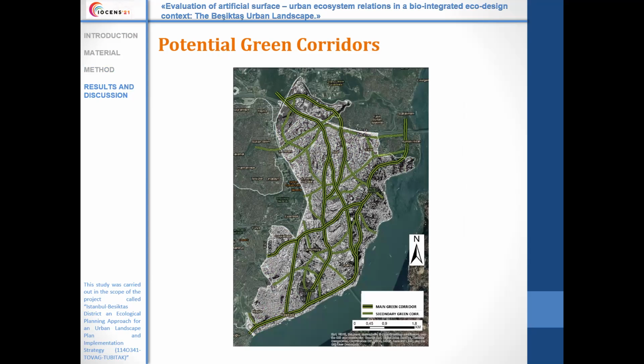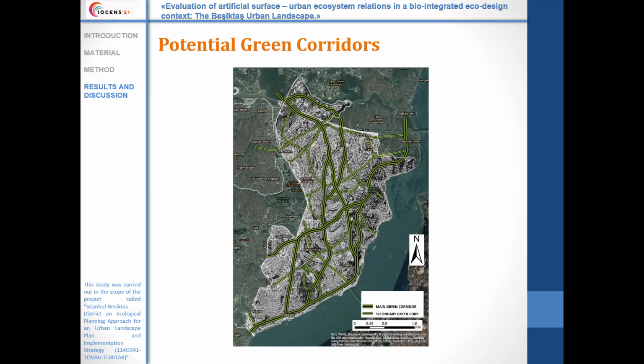Corridors with the potential to strengthen the connectivity of the green network were determined based on the relations between the ecologically sensitive areas and artificial surfaces. These corridors are divided into two types, main green corridors and secondary green corridors, according to their priority levels. These corridors are extremely important in terms of ensuring the continuity of the green system, and they have been considered in the formation of strategies.